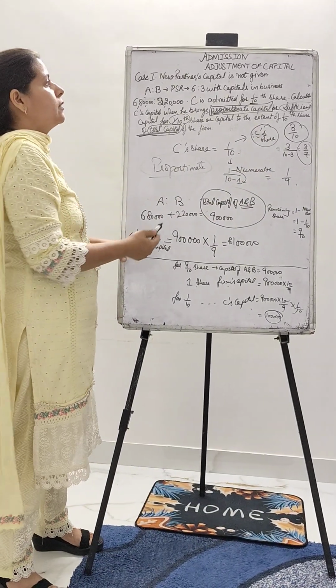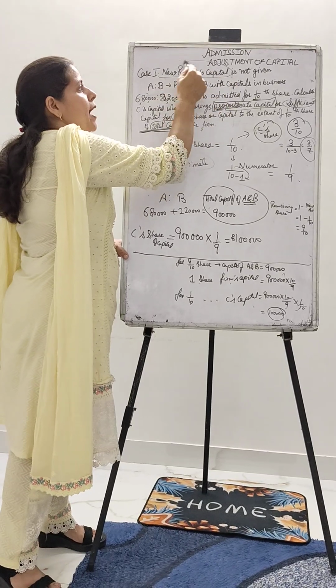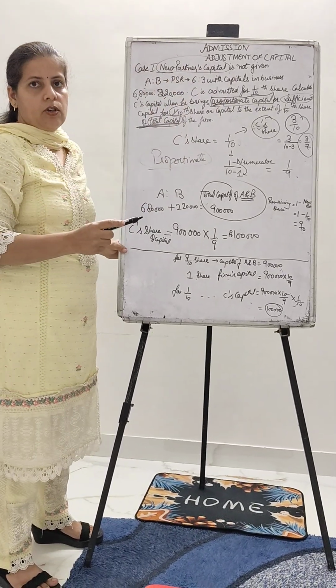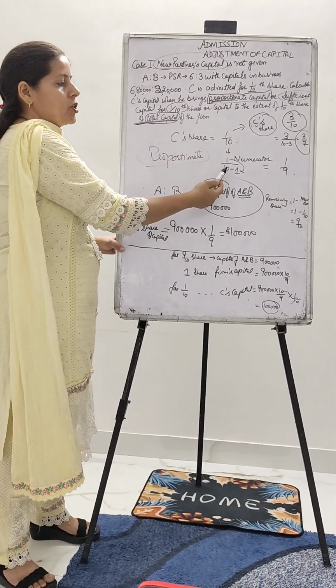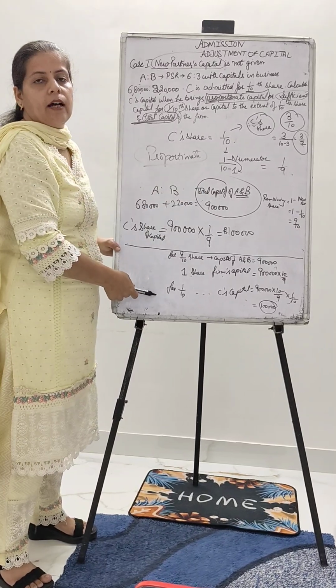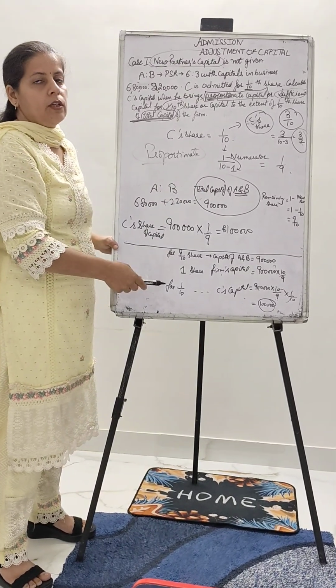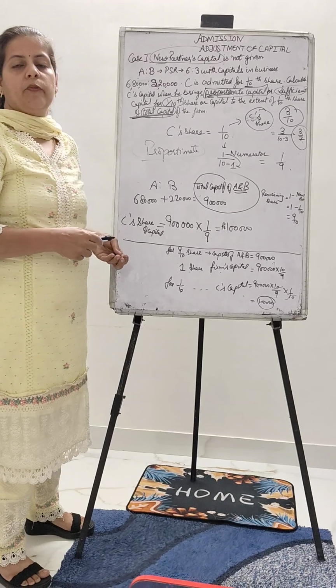So this is the method to calculate the new partner's capital when it is not given. You can have the shortcut method also, you can have the long method also. The way you want to do, you can opt for.